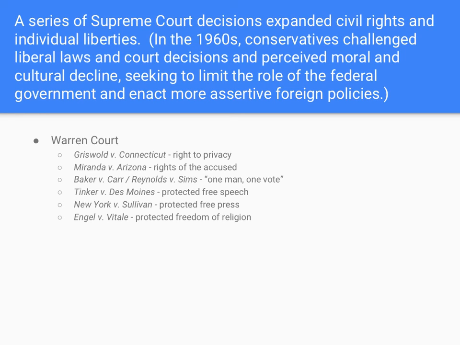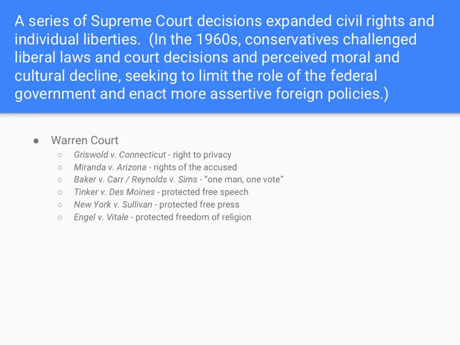So the idea here was that many conservatives believed that the federal government was becoming too powerful because of the civil rights movement, and these decisions that were made by the Supreme Court, which expanded individual liberties. Many people were afraid that this would create disorder within the United States. And so again, this is really about that controversy over liberty versus order.